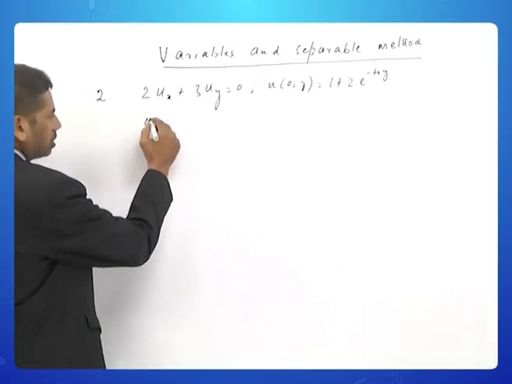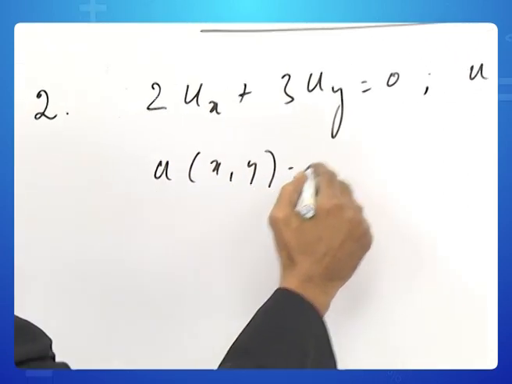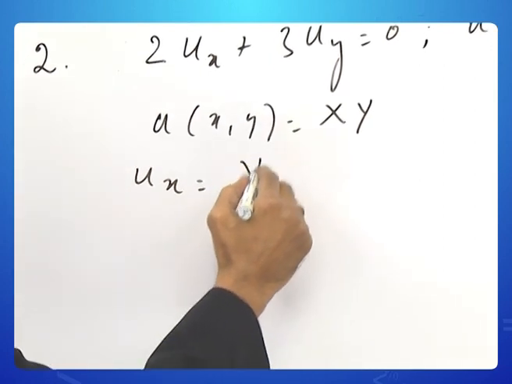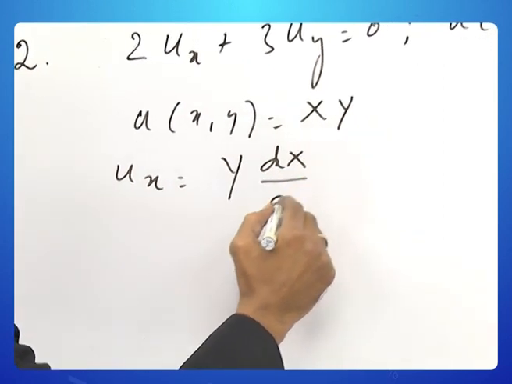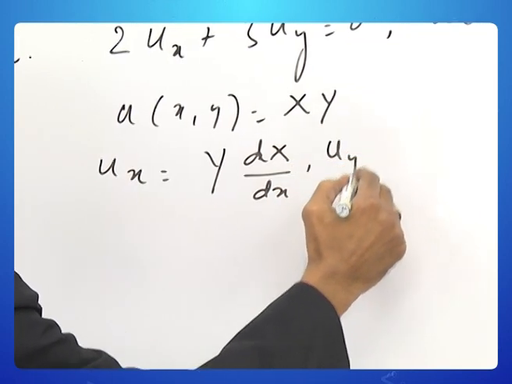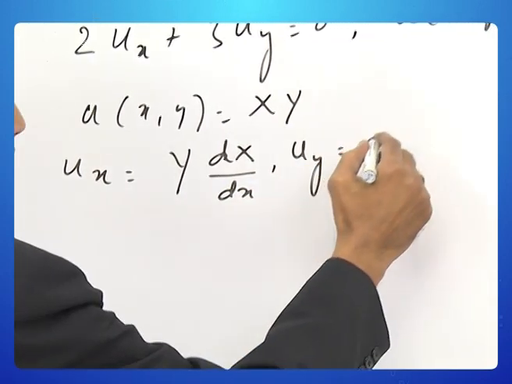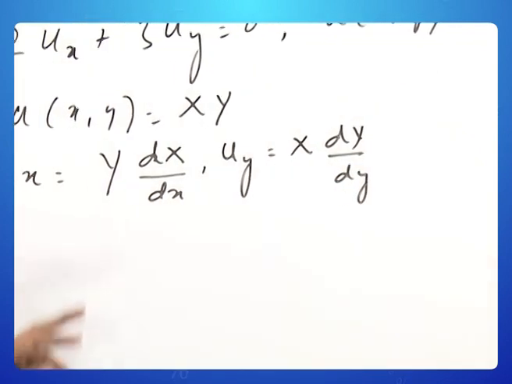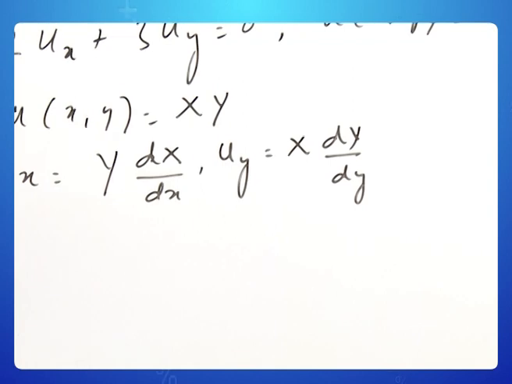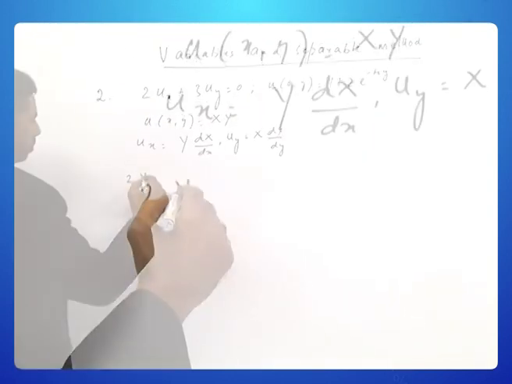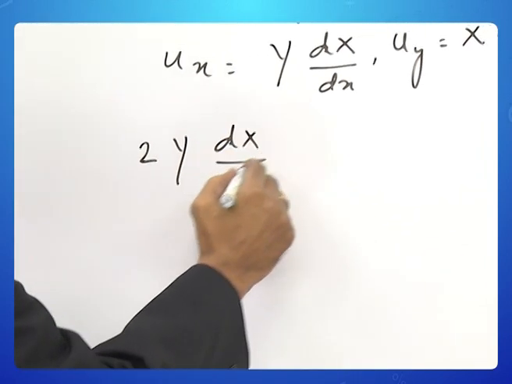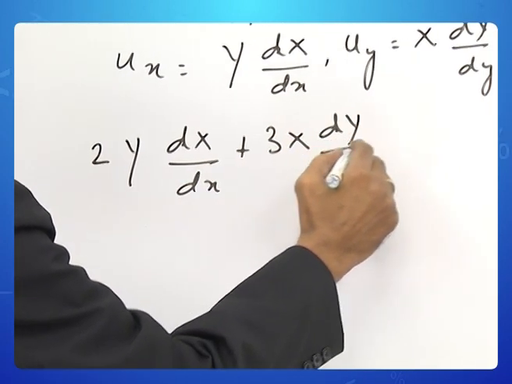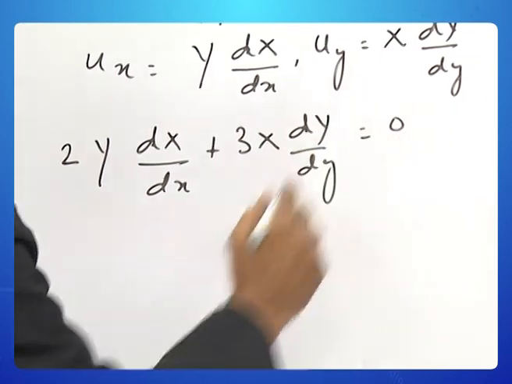Again we start with the assumed solution as u(x, y) is equal to capital X capital Y, from which u_x is equal to capital Y dX/dx, u_y is equal to capital X dY/dy. So take these derivatives and substitute in the given equation. So we'll have 2 capital Y dX/dx plus 3 capital X dY/dy is equal to 0.